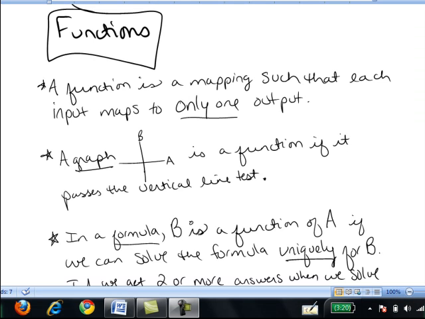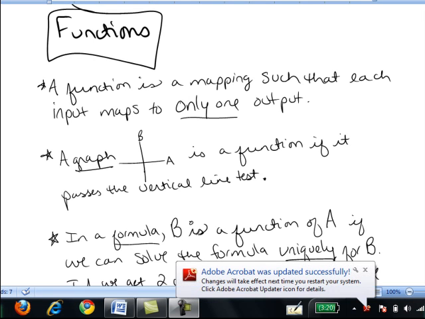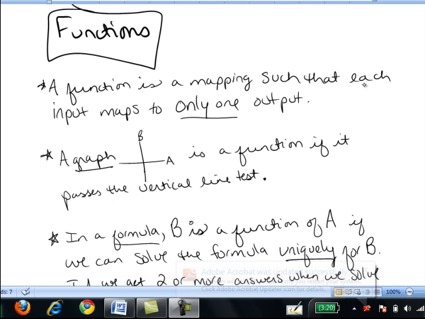This video will introduce the concept of functions. And be sure to see the video following this that will talk about function notation. A function is a mapping such that each input maps to only one output.